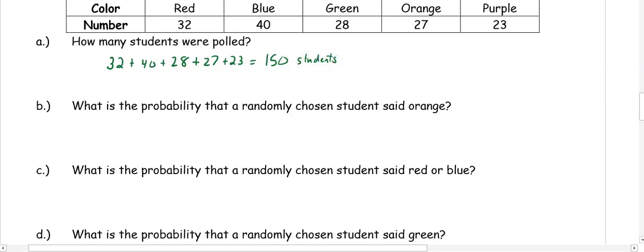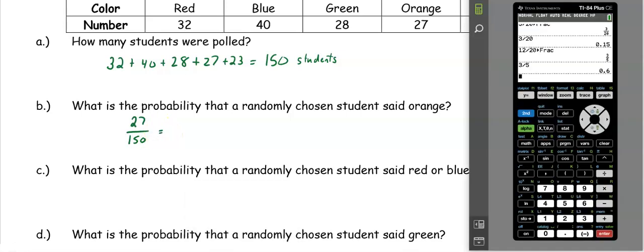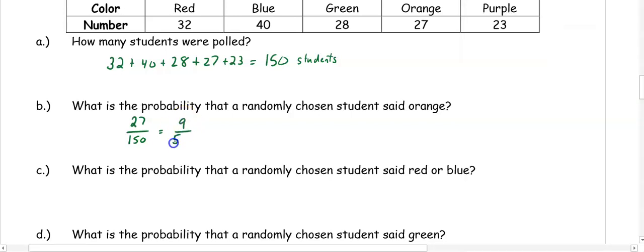So what is the probability that a student said orange? Well, there's 27 that said orange out of 150. So 27 divided by 150, math, enter, enter, would be reduced to 9 over 50. If it doesn't tell you that we have to put it in decimals and percents, we're just going to leave it as reduced fractions. So in C, what's the probability that a student said red or blue?